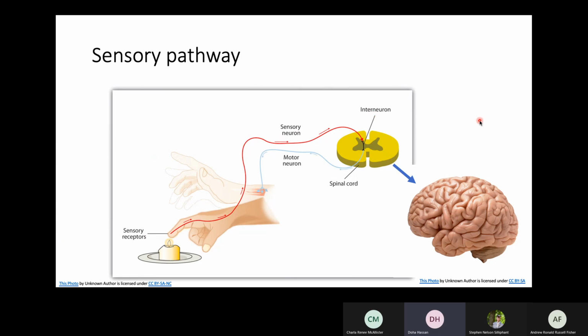This is very generic and not super scientific, but that's because you don't really need to know it in that much detail. But the brain is going to send out a signal again to these neurons saying, move the hand away from the flame. So basically, it's going to go back down through the spinal cord and then head over to a motor neuron.